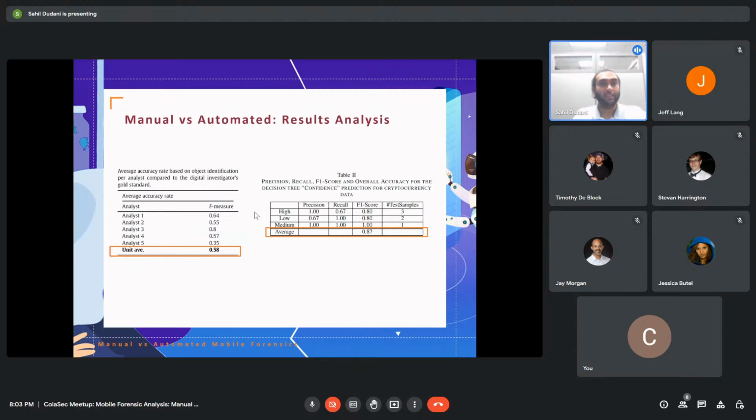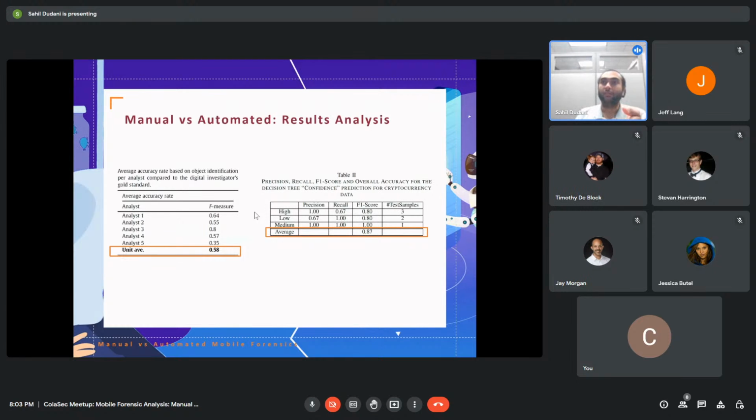So here you see that the unit average for the child exploitation material data was 0.58, and in our case, in the case of cryptocurrency, it was 0.87. And domain specific knowledge is very important, and that's why we are promoting domain specific knowledge, and we're trying to translate that domain specific knowledge into machine learning, so that you don't have to have domain specific knowledge, and the model can take decisions for you.